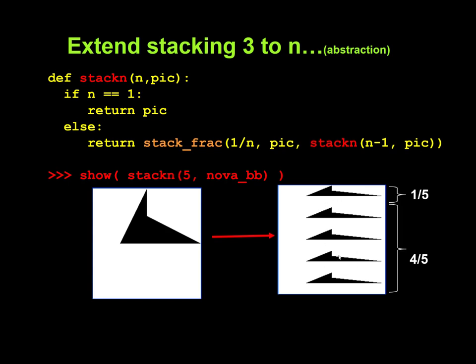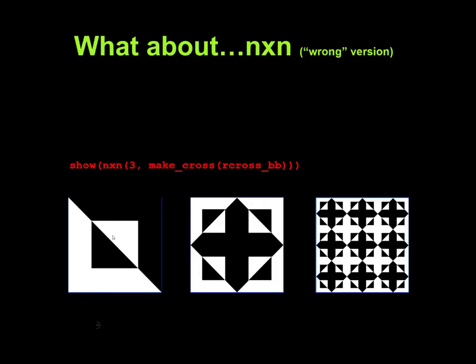We now go back to our problem of n by n of the same picture. Here's the example. We have the r cross bb here, and we make cross, we get this. Now we want to get 3 by 3 of the same pattern here. Previously, we were only able to do it for even numbers, 2 by 2, 4 by 4, 8 by 8, and so on. Now we can do it with any number n, in this case 3. Here is an example. This is our r cross bb. This is the make cross of our r cross bb. This is the 3 by 3 of our cross that we want to make.